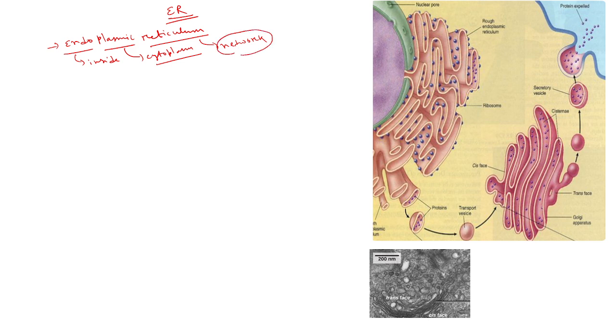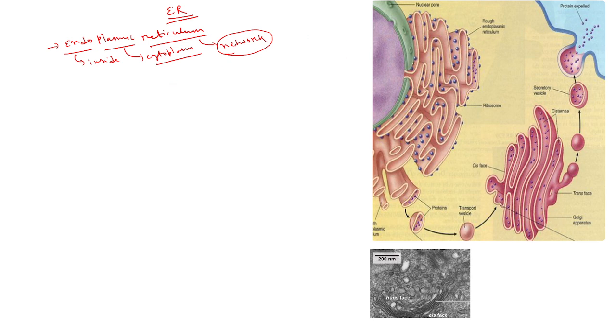The endoplasmic reticulum. Why is it called the endoplasmic reticulum? Endoplasmic reticulum. So endo means inside, plasmic means cytoplasm. So reticulum means it's a network. So that means inside the cytoplasm a network-like structure is present, and that is called the endoplasmic reticulum.